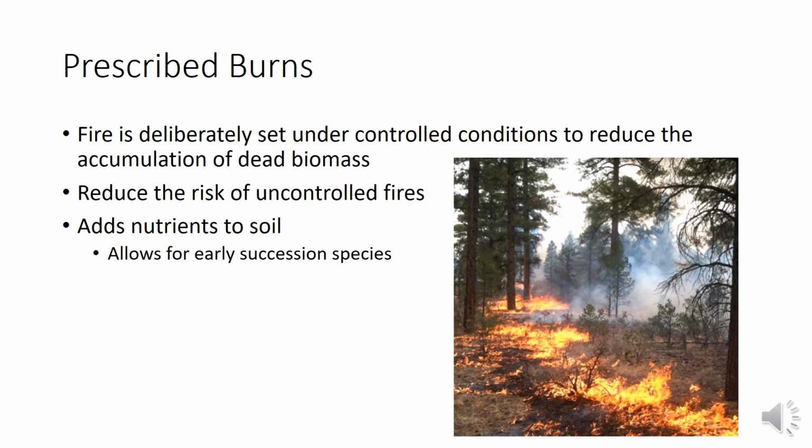Another thing to manage your forest is using something called a prescribed burn. So you want to make sure that the biomass underneath your canopy is burned off. Natural fires are actually a thing, and they're good in small scales, and it actually keeps the amount of biomass down. And so it reduces that risk of uncontrolled fires. But another plus about this is that it adds nutrients to the soil. So it allows for early succession species, which increases biodiversity. And obviously, adding nutrients to the soil is never a bad thing.